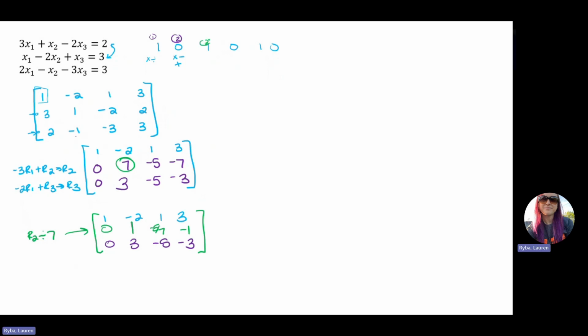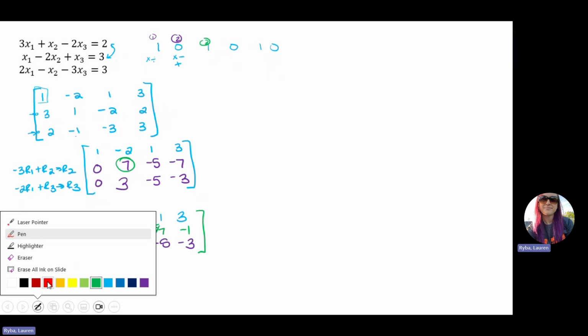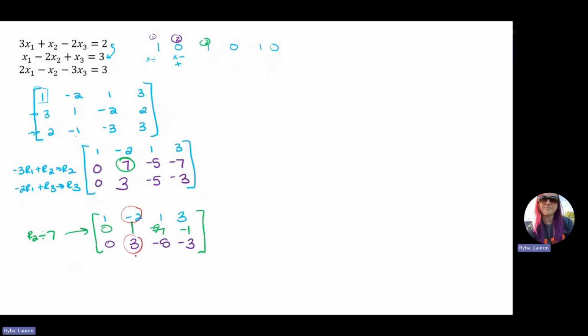Okay, so step 3, done. Once the 1, next is to get the zeros above or below it. So now our goal is to get this and this to be a 0. In order to get a 0, you're going to multiply by the opposite and then add it.